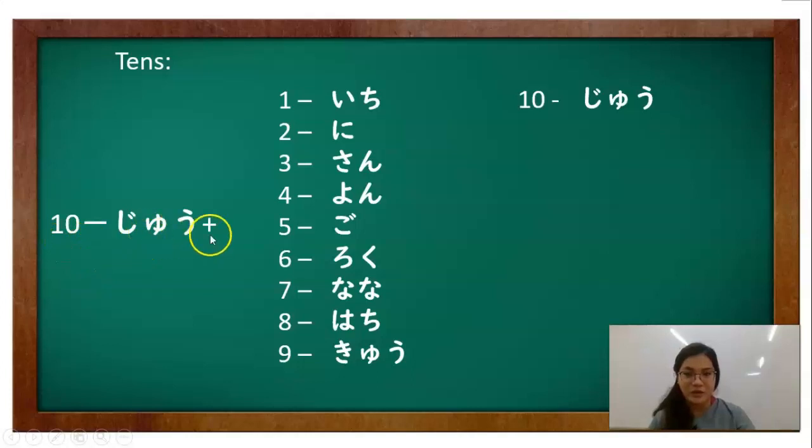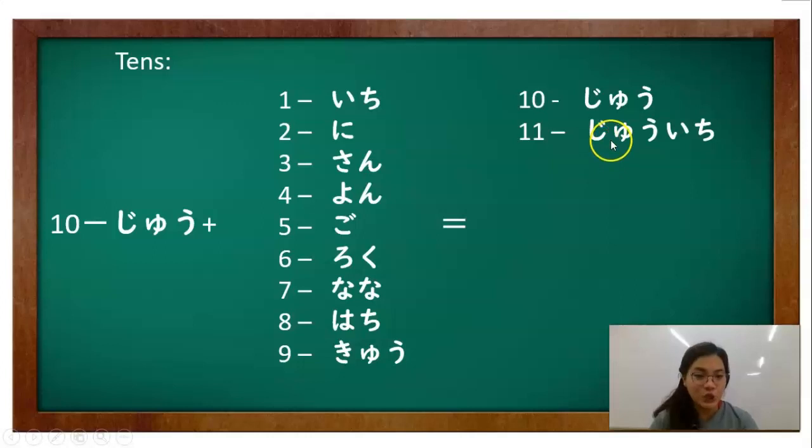Okay, so ju plus ichi equals juichi. And that is 11. Okay, again, ju plus ichi equals juichi. Okay, so how about 12? So the same, 12 is ju plus ni equals juni.